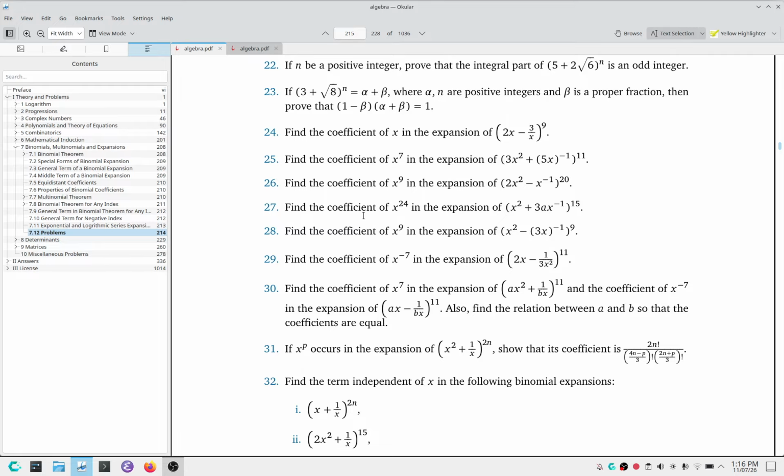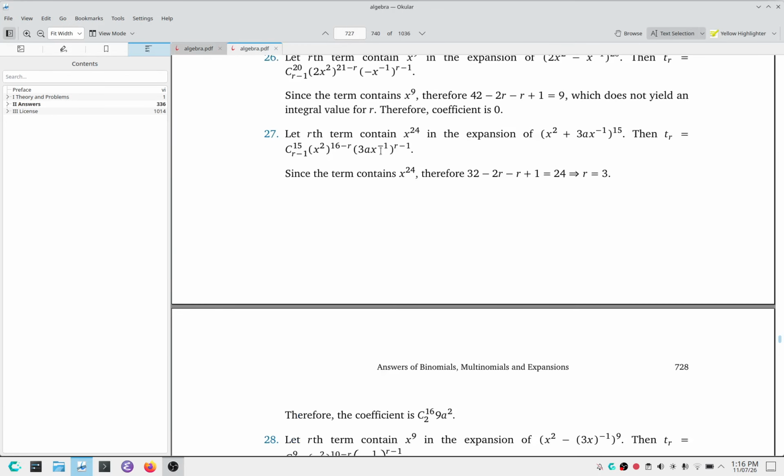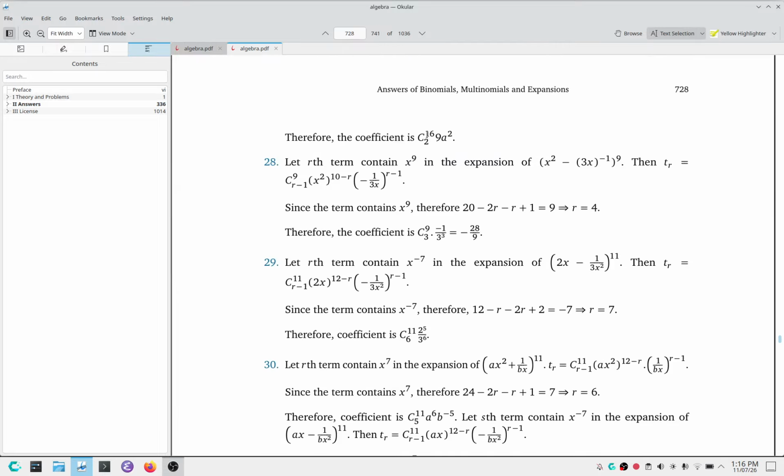Question 27 says we have to find the coefficient of x to the power 24 in the expansion of (x squared plus 3a x to the power minus 1) whole to the power 15. So T_r in this case is 15C(r minus 1), (x squared) to the power 16 minus r, (3a x to the power minus 1) to the power r minus 1. Now, since the term contains x to the power 24, therefore 32 minus 2r minus r plus 1 is equal to 24, so r is equal to 3. And therefore the coefficient will be 16C2 9a squared.